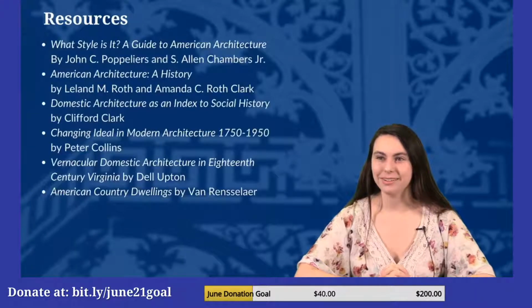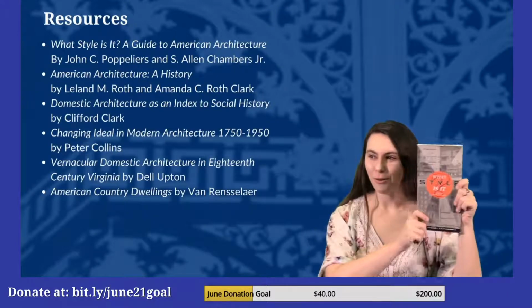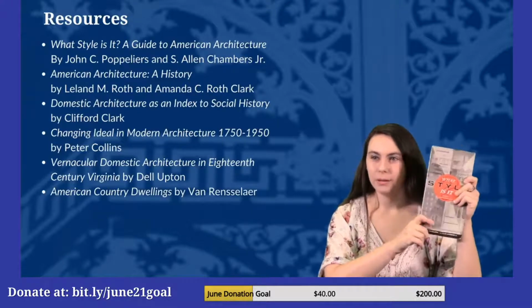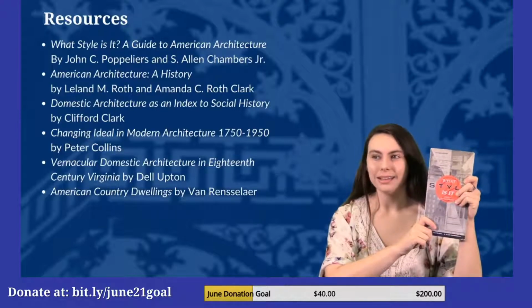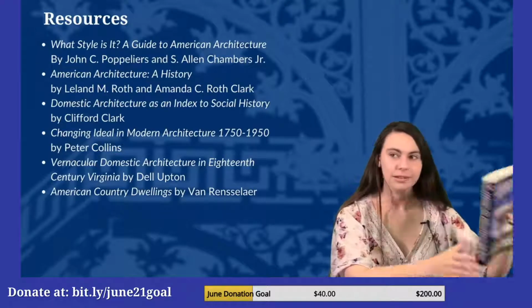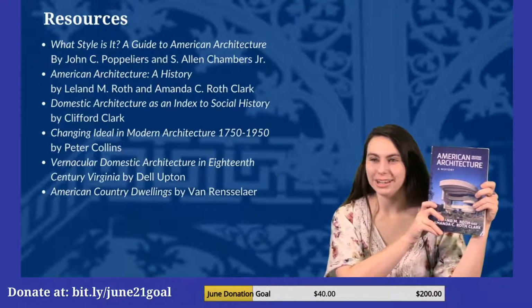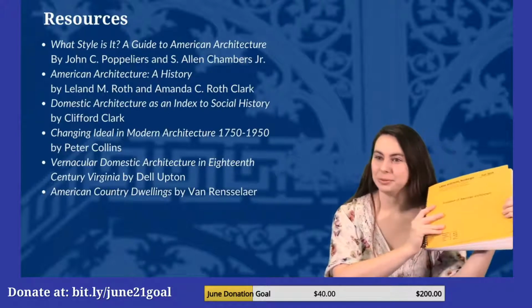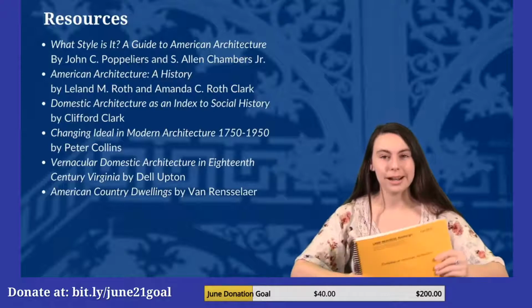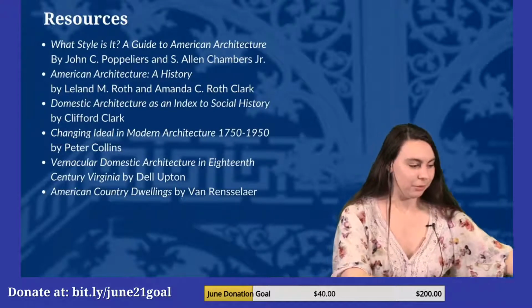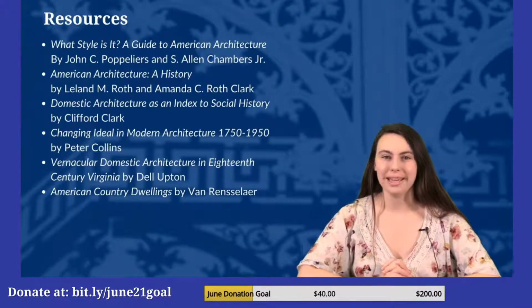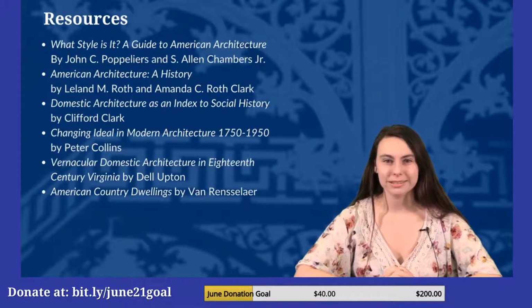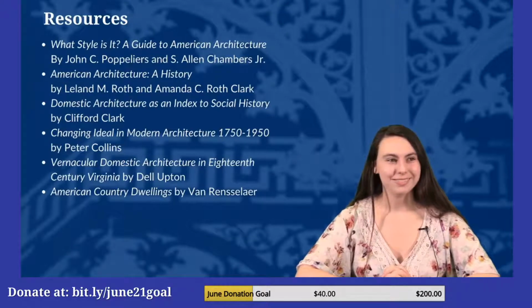Okay, so some of our resources that we used today are A Guide to the American Architecture by John C. Poppeliers and S. Allen Chambers Jr. We also have American Architecture: A History, and then some of those different articles, which I have all located in one of my class readers. But those are some of the writings that influenced our program today. If you are interested in further reading, you can look those up and see if your library has them, or if you would like to buy them and learn more about this. They're your resources. So I have a little bit of time to answer questions.